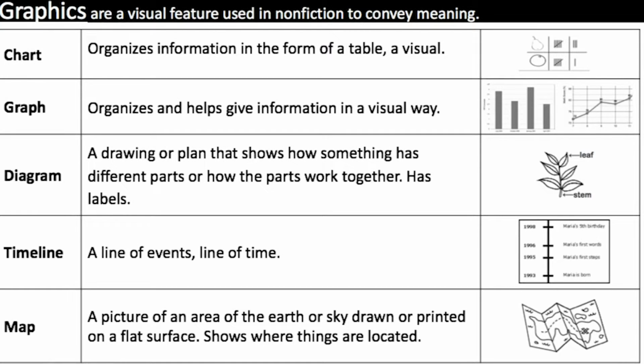In addition to the way that authors organize their text or the types of print that they use, authors may also use graphics to help convey meaning. Graphics are just a visual feature that are used in nonfiction such as charts, graphs, diagrams, timelines, maps. You may see a variety of these things, but they are meant to strengthen your understanding of the information by giving you a visual picture to look at.